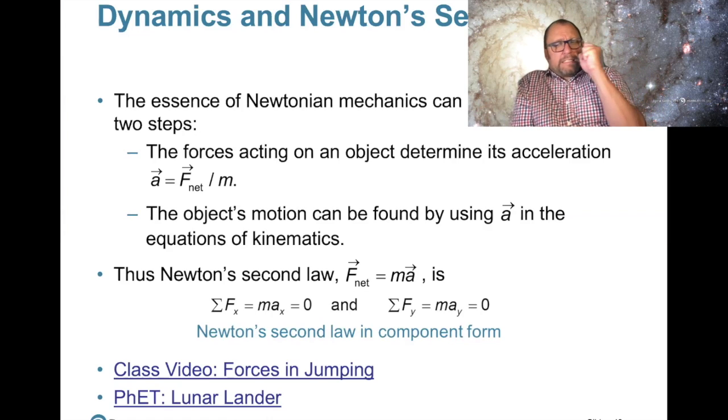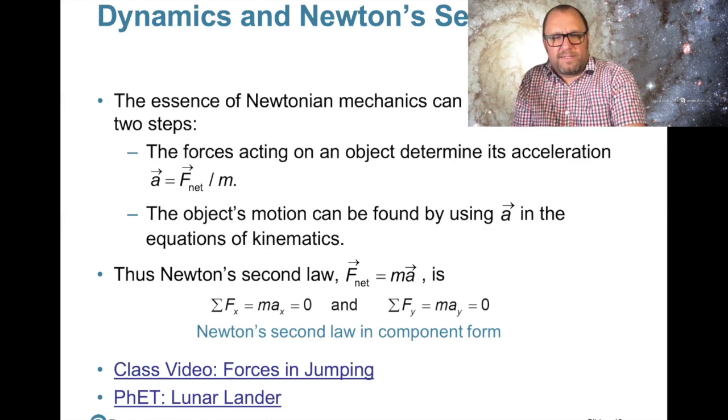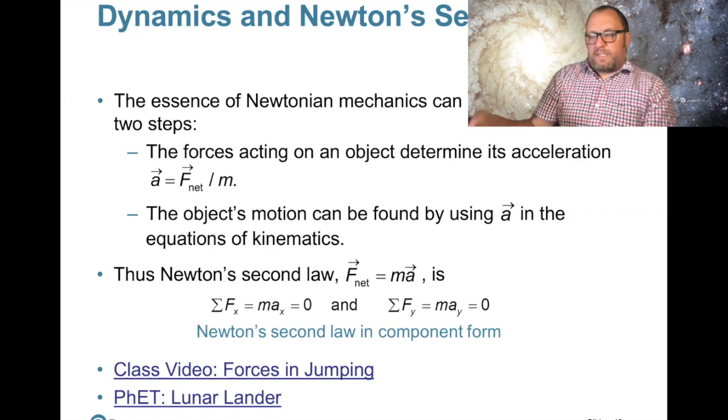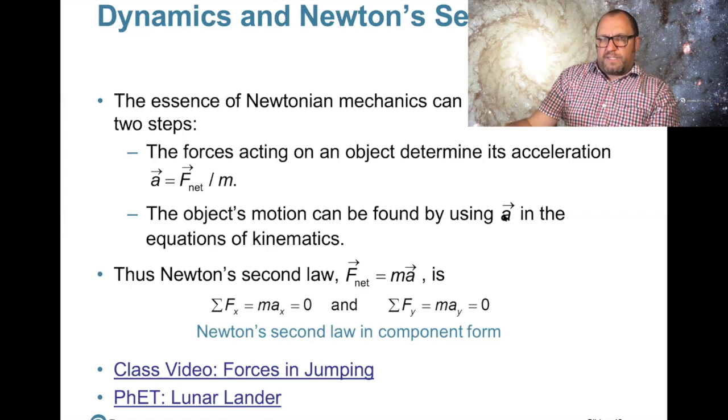All right, dynamics of Newton's second law. The essence of Newtonian mechanics can be expressed in 2 steps. The forces acting on an object determine its acceleration. So a equals F over m. The object motion can be found using a in the equations for kinematics. Okay, so Newton's second law says F equals ma: the sum of all x forces equals m a_x, and the sum of all y forces equals m a_y, which is also equal to 0.